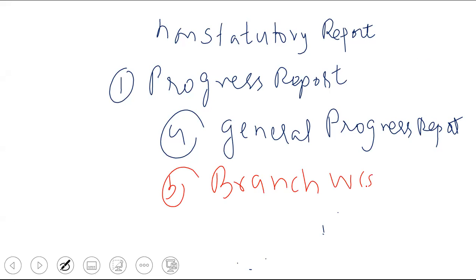Branch-wise progress report. What do you mean by branch-wise progress report? For example, you take the case of State Bank of India. It is such a huge bank. And in Mumbai, they are having various regions. Central region, eastern region, Mumbai itself, divisional offices. So for example, they will ask all the branches from Chembur up to Churchgate. They will ask that branch manager to submit the progress report. That is a branch-wise report.